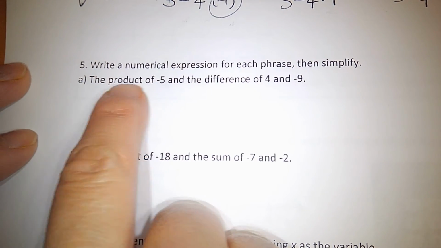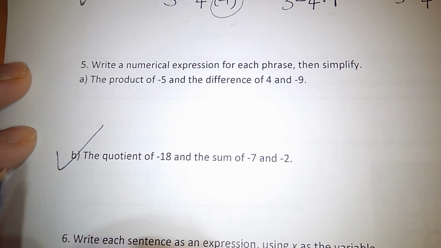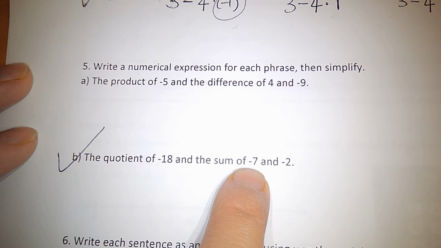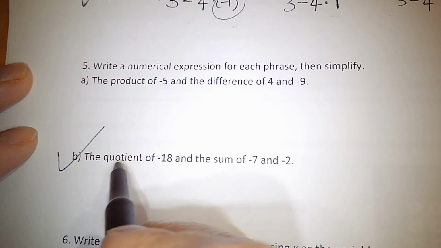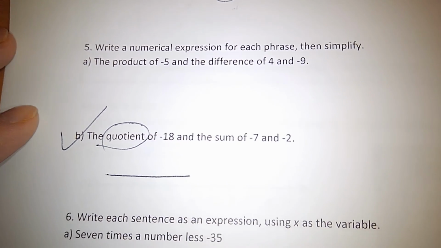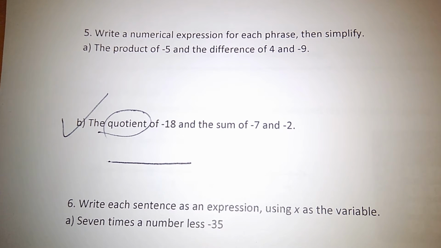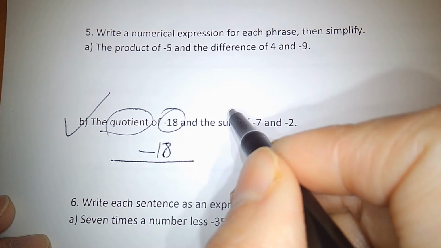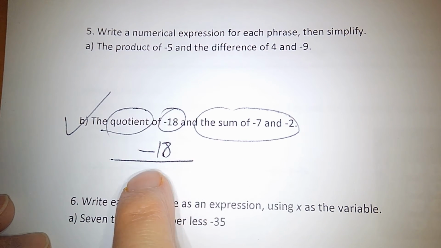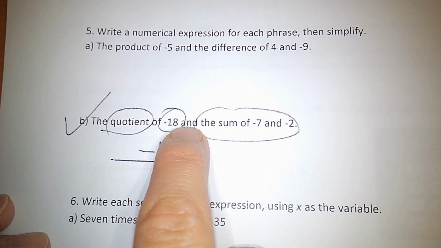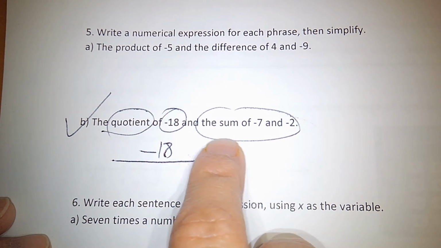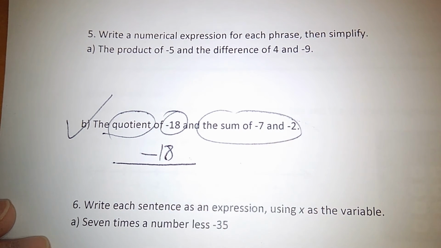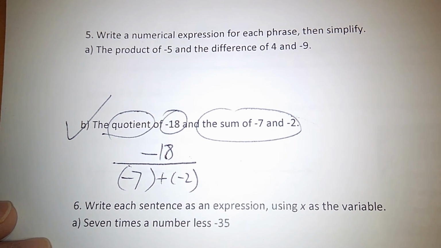Question 5. Write a numerical expression for each phrase and simplify. So let's try B. What is the quotient of negative 18 and the sum of negative 7 and negative 2? Quotient of. Quotient, division, right? Of what? Negative 18 and what? Negative 7 plus negative 2. Yeah. Quotient of something and something. The first something is on the top. All of the rest should be on the bottom, right? So what is the rest on the bottom? Sum of negative 7 and negative 2 means negative 7, negative 2, right?